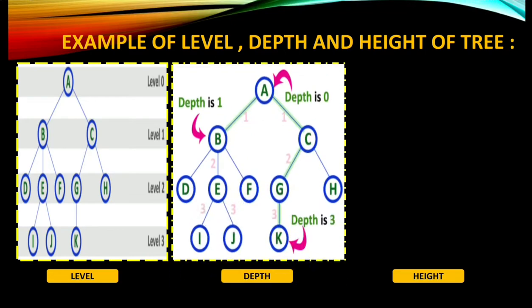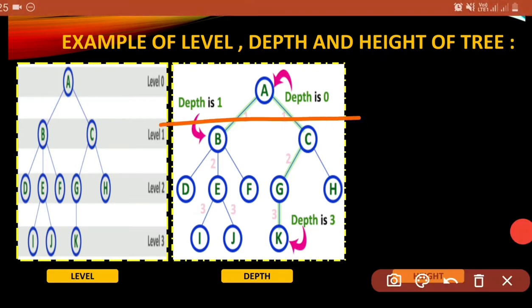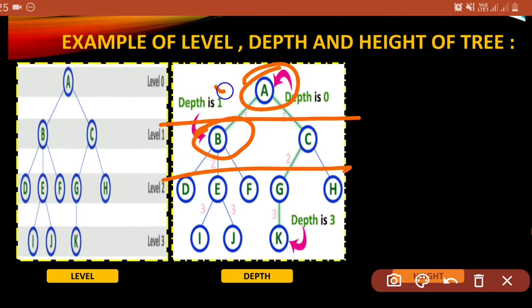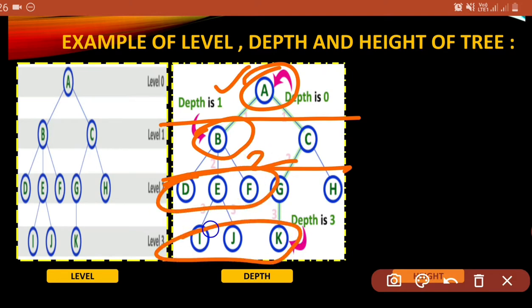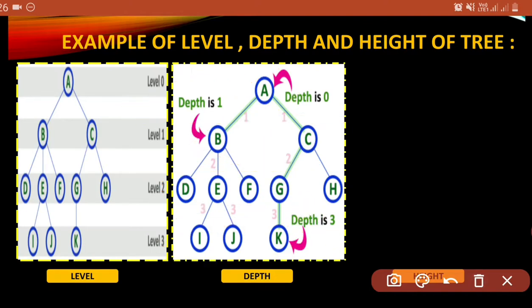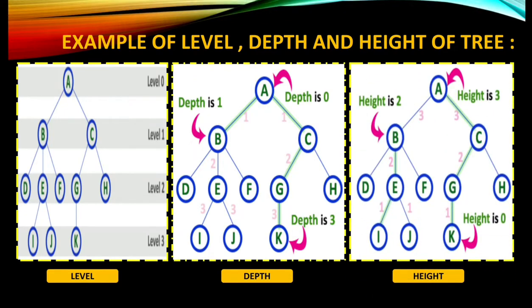Then, after that, we are having depth. Now, the same thing I told you, each and every level and depth was the same. See, 0th, 1. These were the second level. These were the third level. The depth and level were the same. But what about height? Is it the same? No, it is not the same.